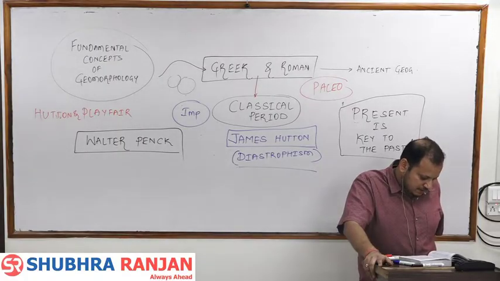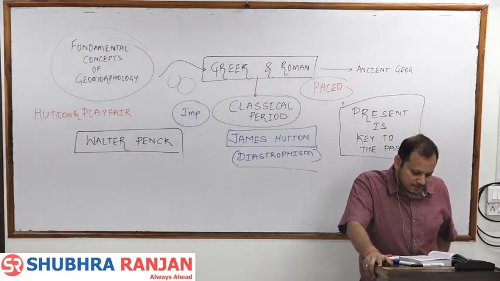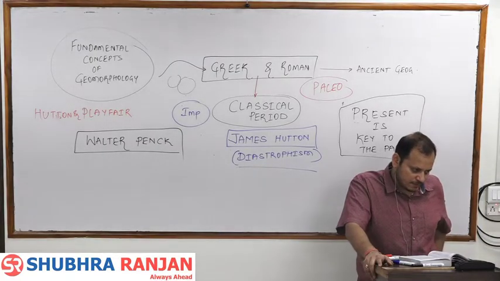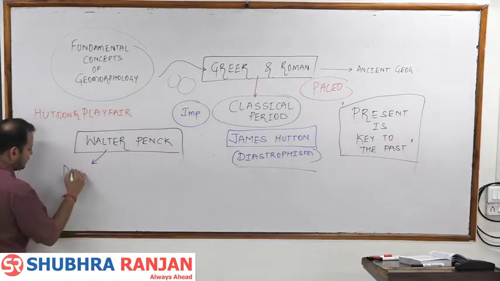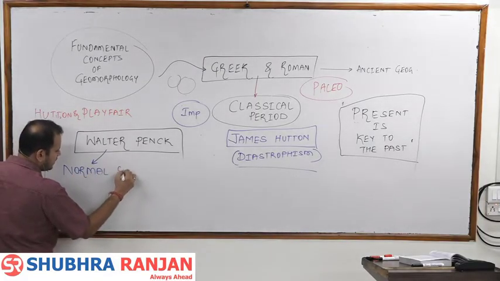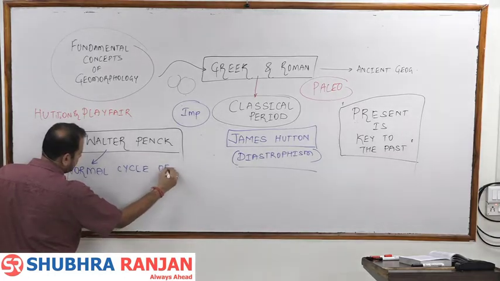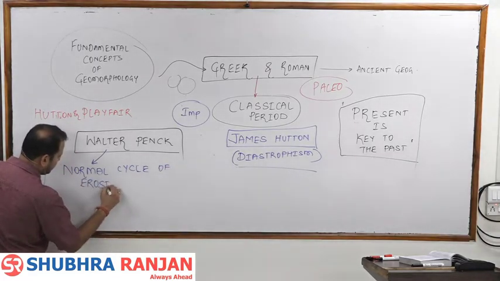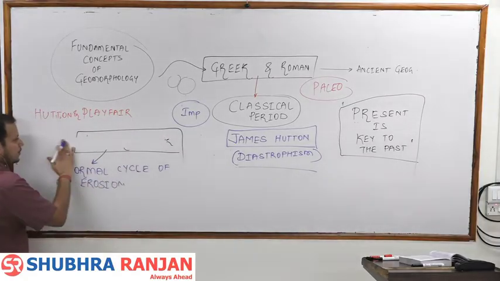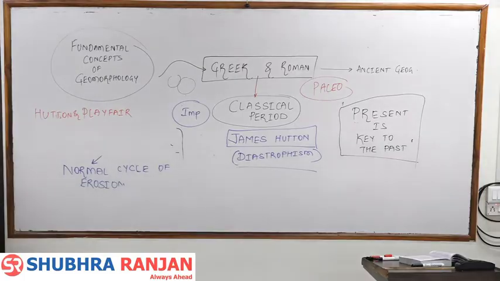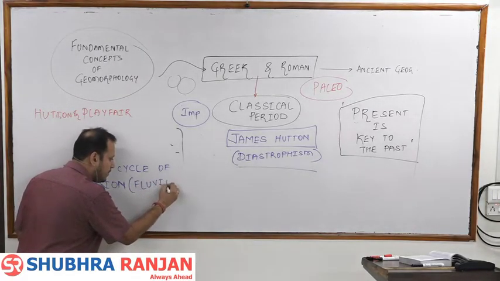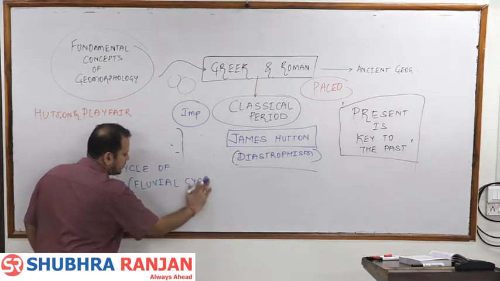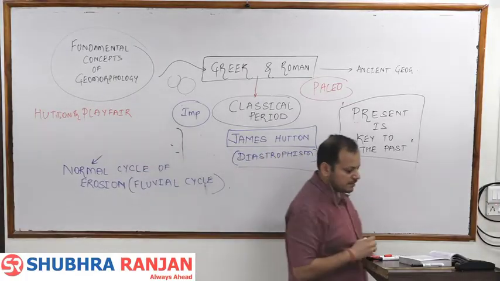He challenged the Davisian concept of normal cycle of erosion. Normal cycle of erosion, Davisian concept, it is based on glacier, river, wind. किसके ऊपर? On the river. He challenged the concept of normal cycle of erosion. So I will write उसका another name, fluvial cycle. Fluvial means made by the rivers.